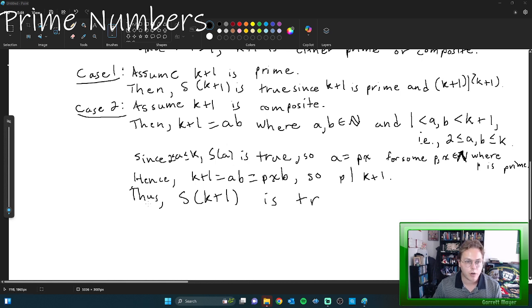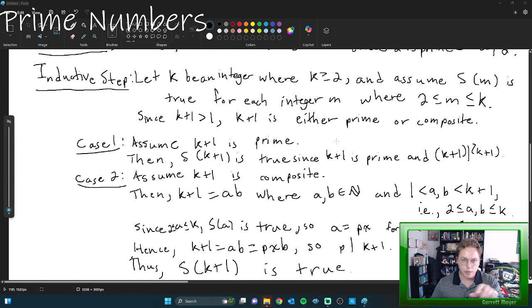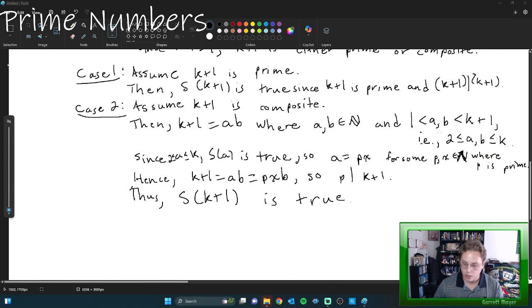So regardless of whether k plus 1 is prime or composite, all of these other facts, like S_2 and S_3 and so on all the way to S_k, regardless of whether k plus 1 is composite or prime, that list of statements being true implies that S_{k+1} is true.